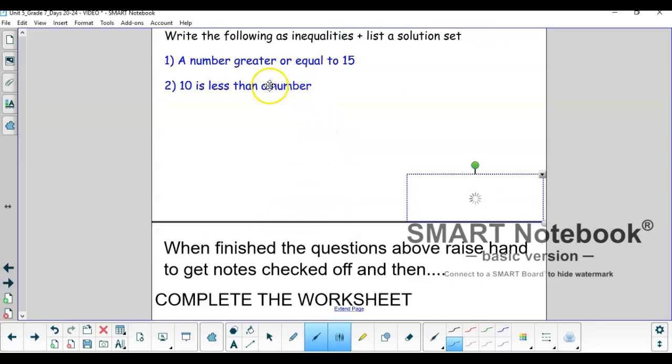So you're going to do these two problems. When you're done with these two problems, you're going to raise your hand and I will give you a worksheet that is basically this. Again, you're going to write the inequality out and then show three numbers that are true. A number greater than or equal to 15, a variable symbol 15 with three numbers that make that true. And then the second one is a little bit tricky. The order is different. They give you the number, then less than a number. Again, think about what the alligator or the shark is eating. It will make this go a little easier. When you're done, raise your hand and I'll give you the assignment for today.